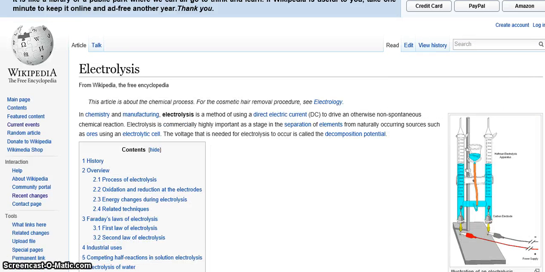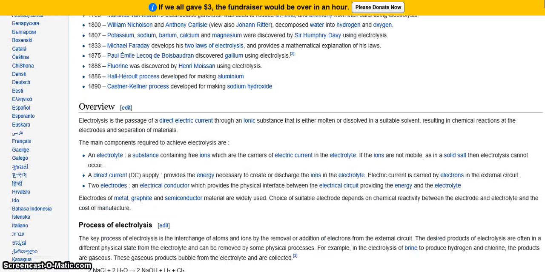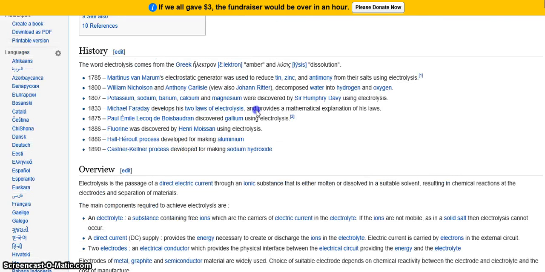and things like electrolysis. Now, it is important to study these objects because it means electric current is involved with solar activity. It's massively involved. You have electrolytes in there, you have ions, you have electrical current, you have direct current, you have electrical conducting material, that's the plasma. You have electrodes, and you have a whole bunch of different kinds of material inside of the sun. You have potassium, sodium, barium, calcium, magnesium, gallium, aluminum, sodium hydroxide, and these are chemical experiments that have been done.